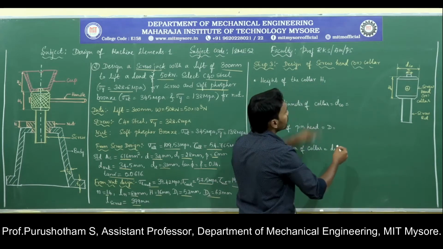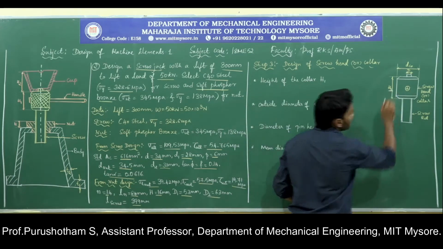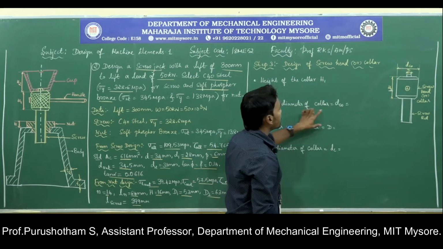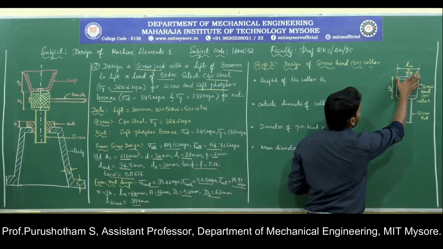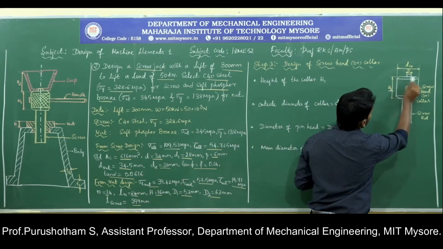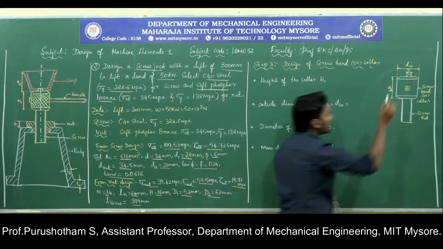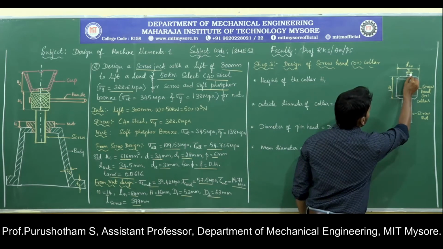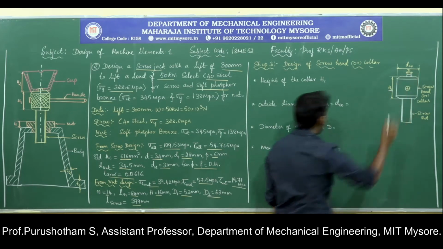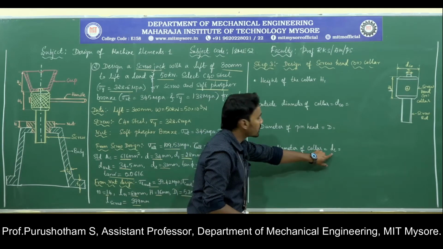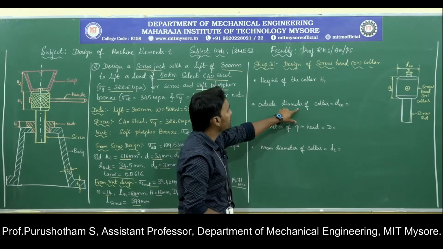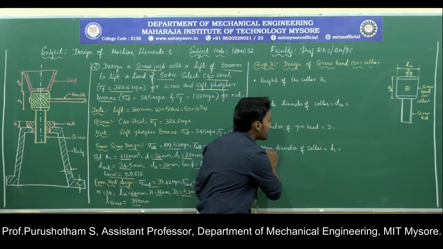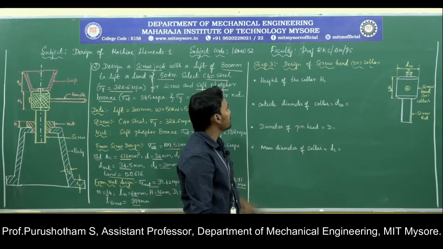What we need to calculate while designing a collar or screw head: the height of the collar, H1; the outside diameter of the collar, DC0, from ear to ear; the diameter of the pin head, capital D; and the mean diameter of the collar. Once you calculate DC0 and D, taking the mean of these two values gives you the mean diameter. So we need to calculate these things.